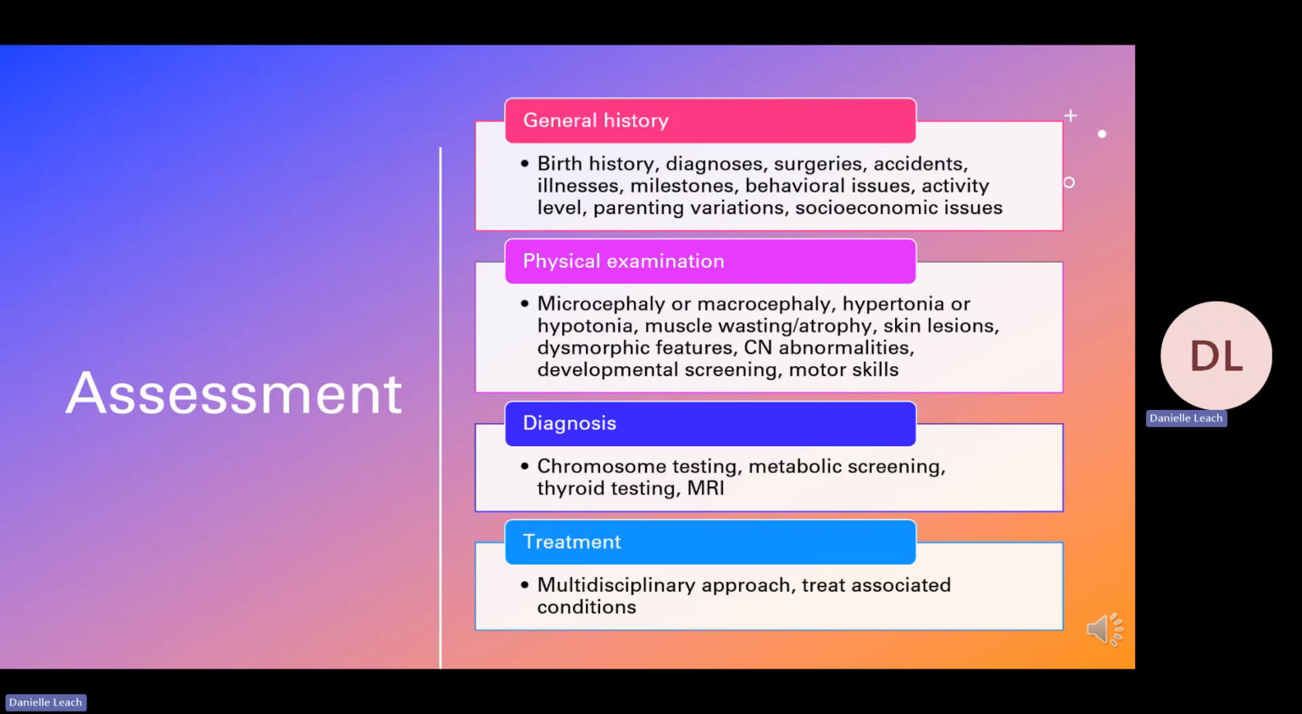But for most of them, we need a multidisciplinary approach. So the child may need services like physical therapy, occupational therapy, speech therapy, audiology, child life specialist. And we also want to treat any associated conditions. So sometimes some conditions may go together. They may have endocrine issues because of their neurological issues, for example.